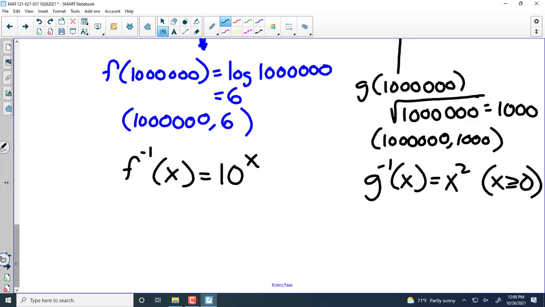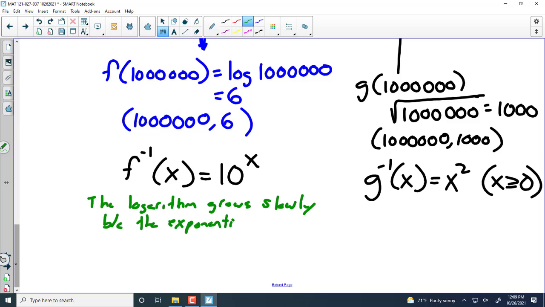Exponentials grow faster. So the logarithm grows slowly because the exponential grows so fast. That's why the logarithm grows so much more slowly than the square root function, because the exponential grew faster. So the faster the original one grows, then if you look at its inverse, the slower that's going to grow.